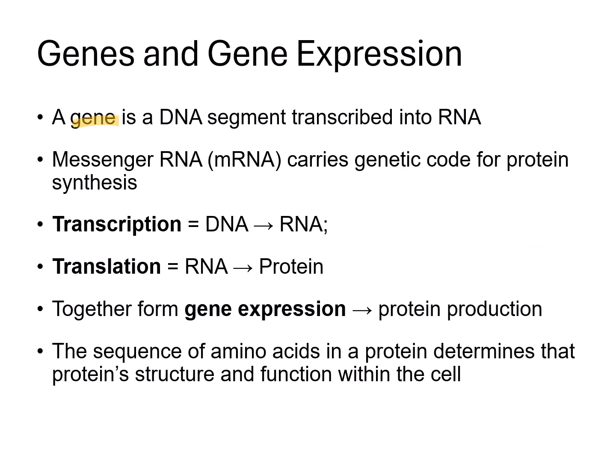A gene is simply a segment of DNA that's transcribed into RNA. Messenger RNA, or mRNA, then carries the instructions for building a protein. Remember that transcription converts DNA to RNA, and then translation converts RNA to protein. The amino acid sequence of a protein determines how that protein folds and what it does in the cell. And together, these processes, transcription and translation, make up gene expression.